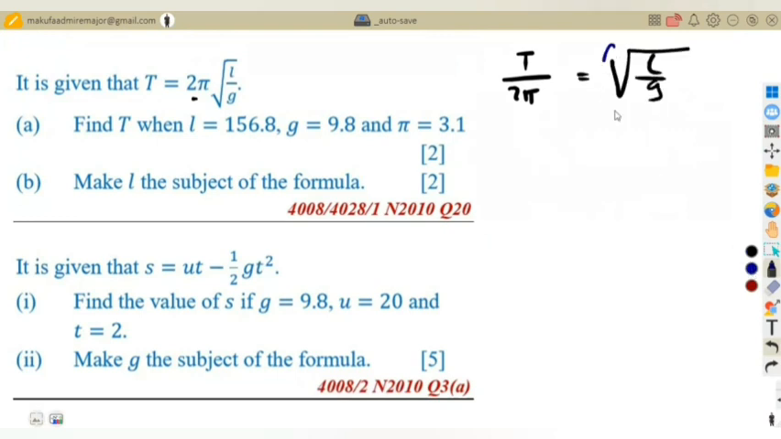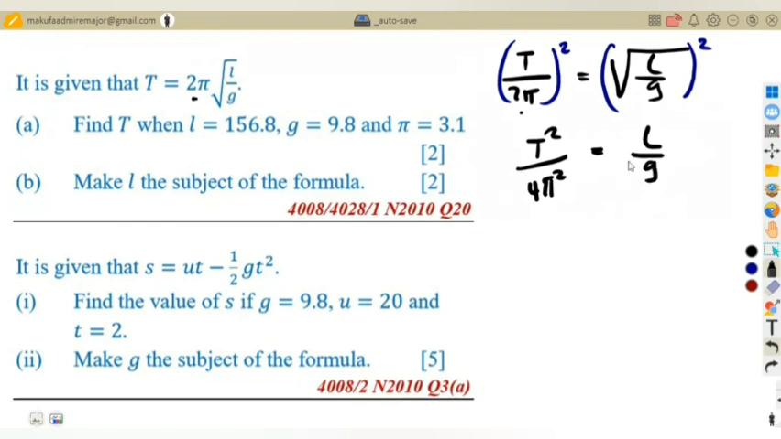How do you remove the square root? You introduce the square. So it's going to be T squared over 2 pi squared, which is 4 pi squared, is equal to L over G. Since last time we multiplied by G and made L the subject.